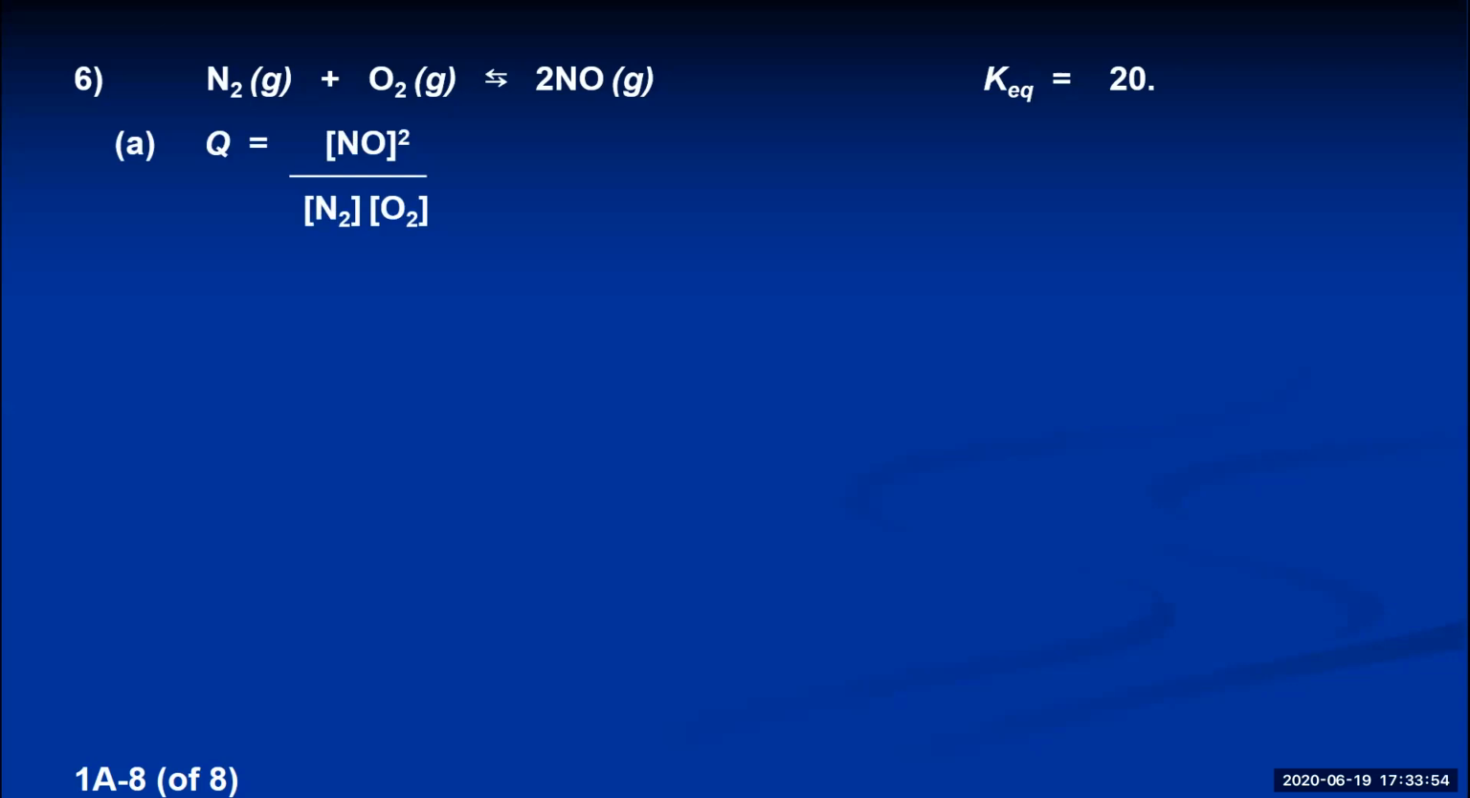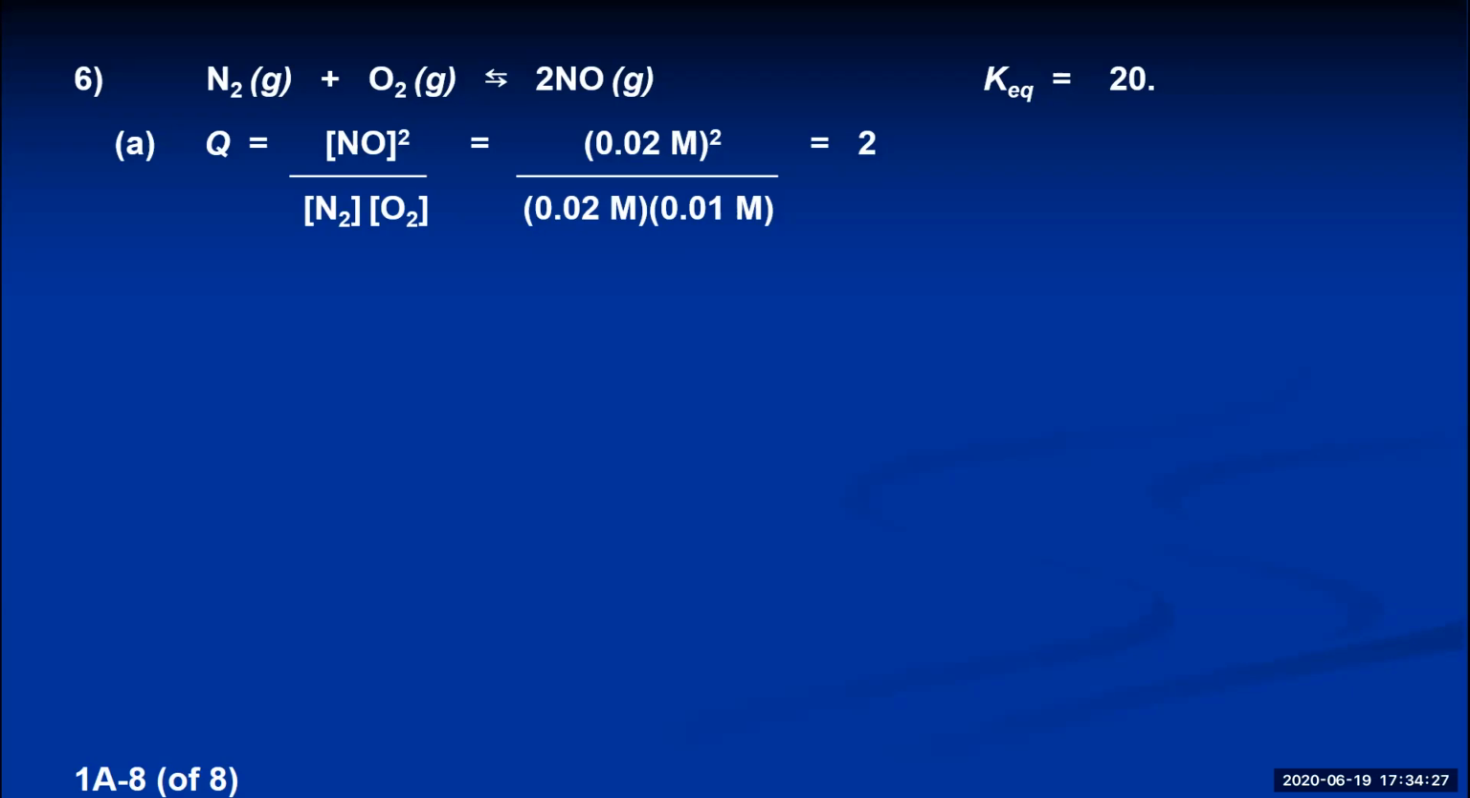So the Q expression will be the molarity of NO squared divided by the molarity of N2 times the molarity of O2. And if I take the moles given for each of the 3 different substances and divide them by 1, I'm going to get the molarities, which are 0.02 molar for the NO, 0.02 molar for the N2, and 0.01 molar for the O2. If you calculate this out, this will give you the reaction quotient for this particular container, which is 2. And because it does not equal the equilibrium constant, that means that this particular system is not at equilibrium.